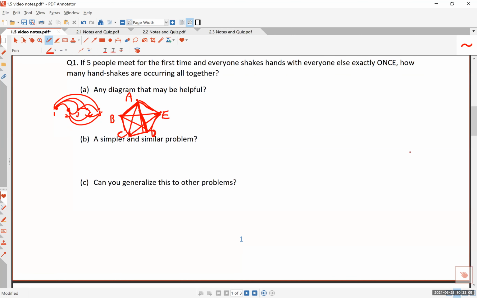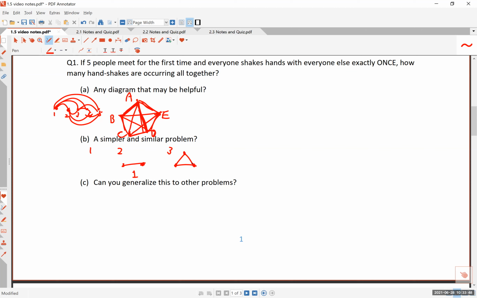A simpler and similar problem could be this. How about if you have one person? One person doesn't shake hands, so that's trivial, right? If you have two people, then the picture would be just like this. You only have A and B, and they only shake hands with each other. So that's once. If you have three people, then A has to shake hands with B and C. B and C shake hands. So you see what I'm doing here? Each point represents a person, and each edge represents a handshake between the two people, right?